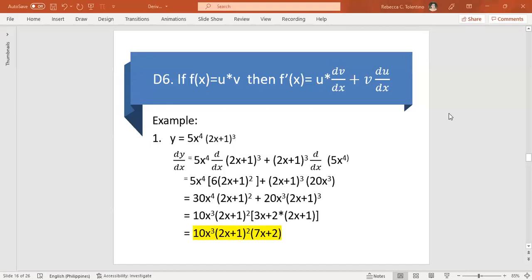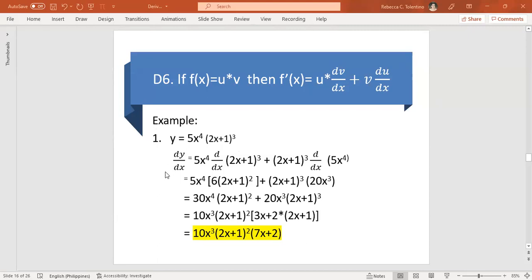Okay, so we're now into Rule 6. This is the product rule. If f of x is expressed as a product of two functions u and v, then f prime of x is u times the derivative of v with respect to x plus v times the derivative of u with respect to x. So if your y is 5x to the 4th multiplied by 2x plus 1 raised to the 3rd power, your dy over dx.